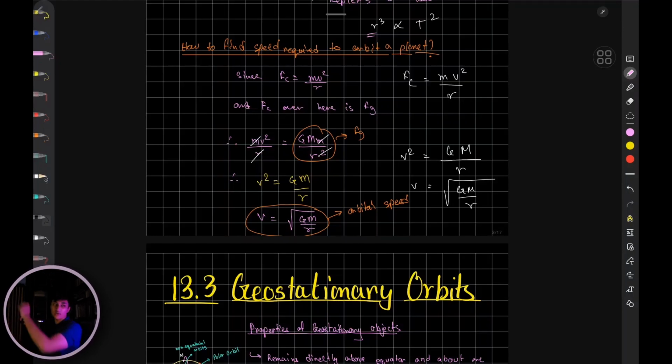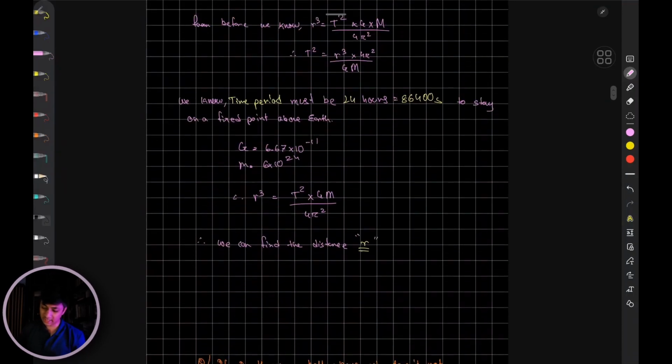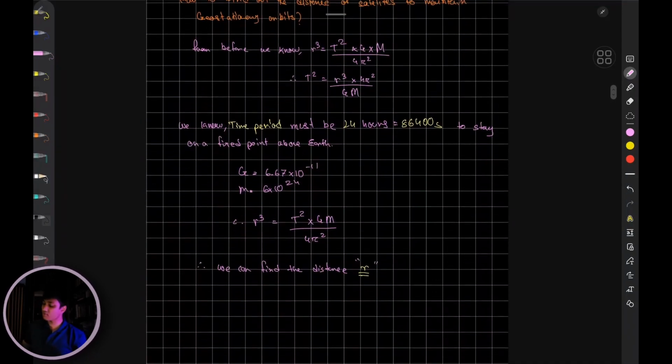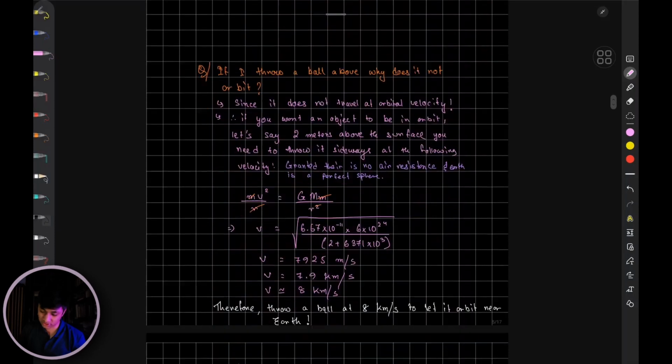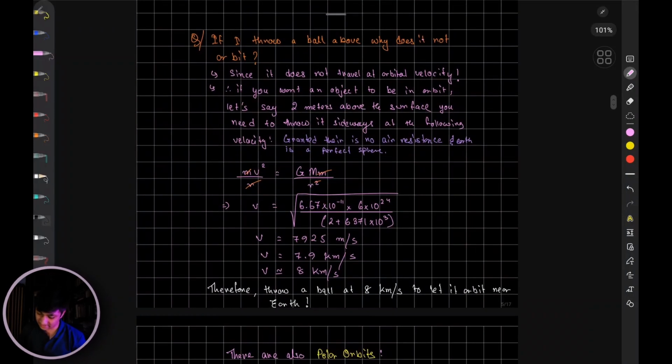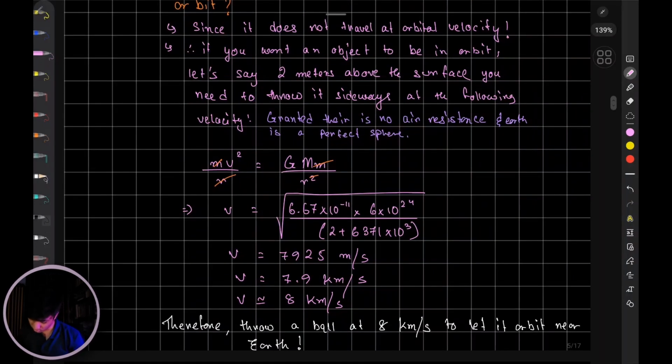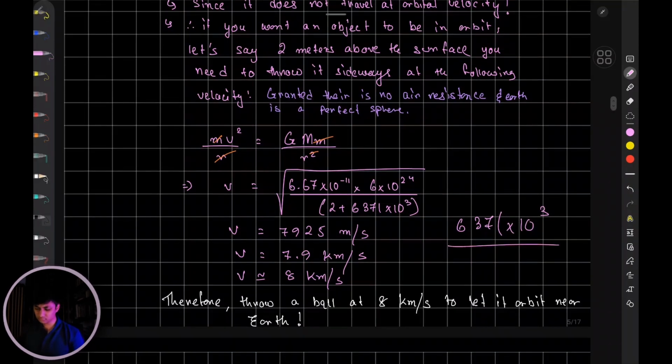So let's say I want to throw a ball from over here and I want this to orbit around Earth. Doesn't matter at what time period. I want it to orbit around Earth at this distance. So what I'm going to do now is, let's say the distance from the center of the Earth, I'm going to take the radius of Earth as the distance, and that distance is actually going to be 6,371 times 10 to the power of 3. That is your radius of Earth.